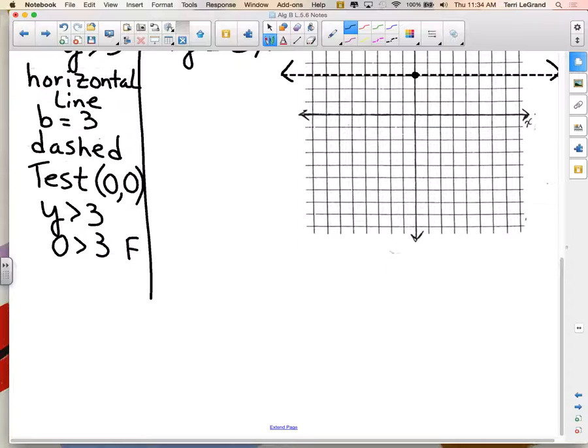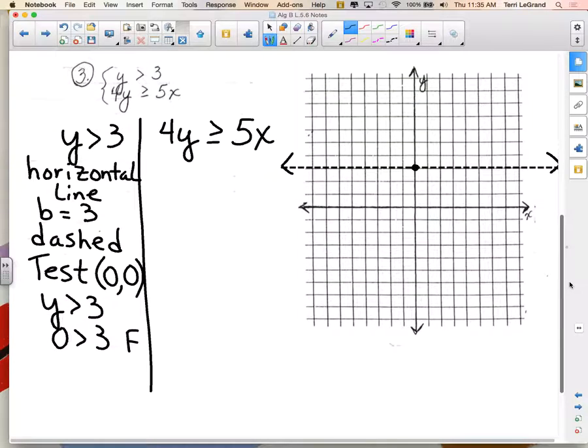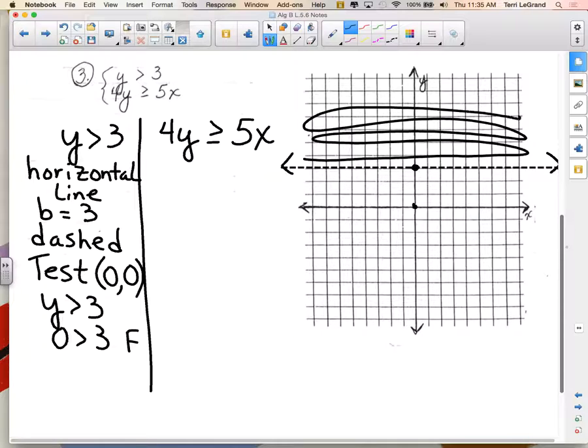0 is not greater than 3, which tells us what? It should be shaded in the other part, the part that's not in, right? And that's below. See, this is what we were testing right here. It turned out false. We better shade up here, and we decided that we should. So shade lightly up there.